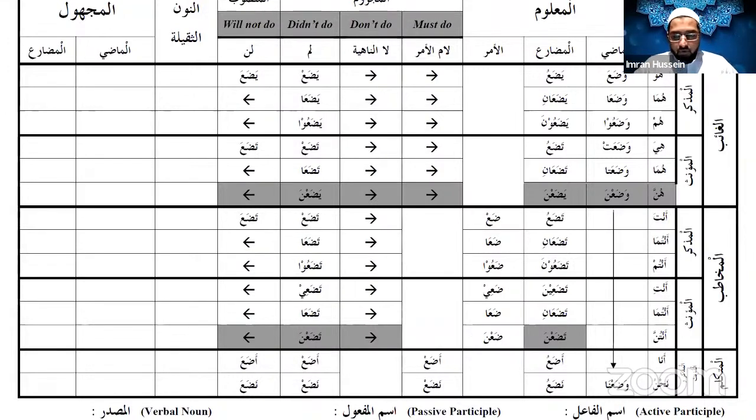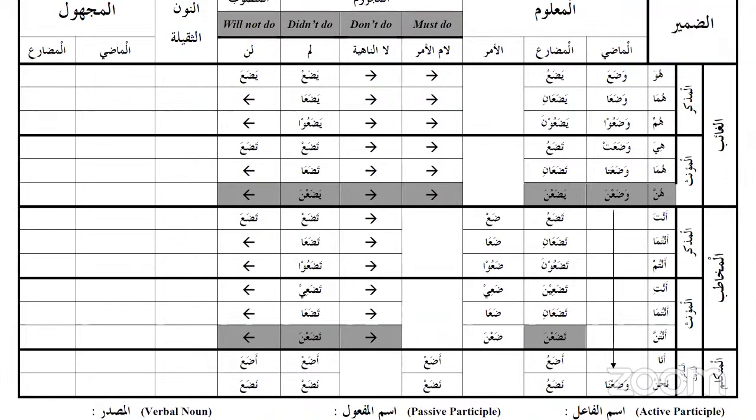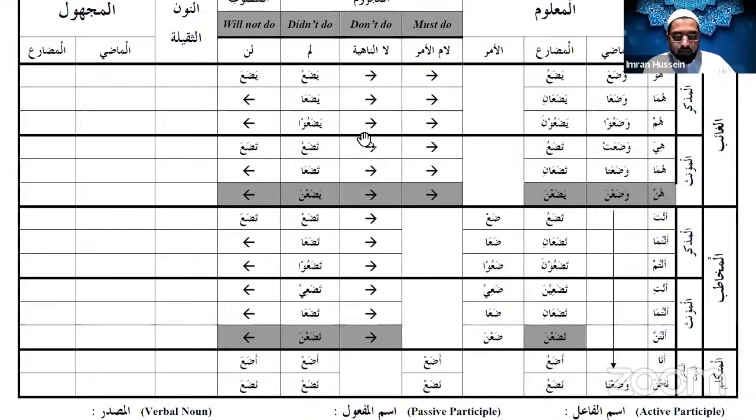Okay, that's done. And the amr? Da', again we will drop the ta, and then we'll have sukun on the ain. So it will become da', da'a, da'u, da'i, da'a, and da'na. Excellent. Right. Let's move on.